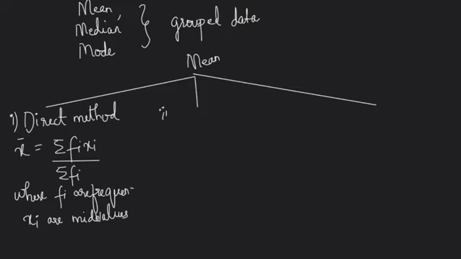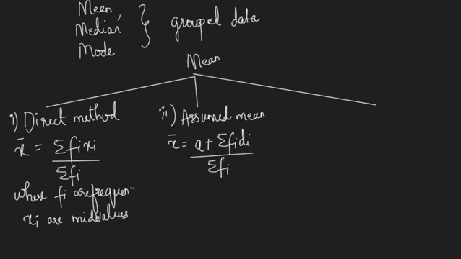The second method is the assumed mean method, and the formula is x bar equals a plus sigma fi di divided by sigma fi. The denominator is the same here: this is sigma fi in this method, and this is also sigma fi in the other method. So we have a here. A means assumed mean, and this di is found by doing xi minus a.